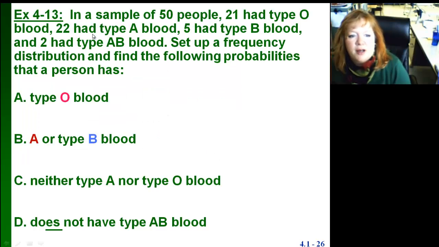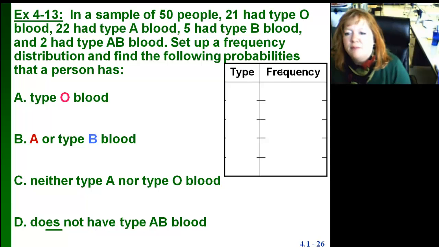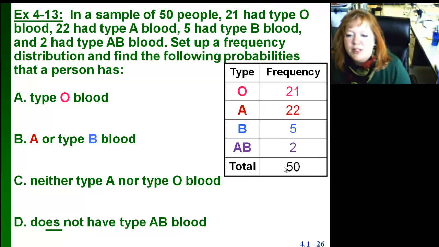Let's move on. Sample of 50 people, 21 had type O, 22 had type A, 5 had type B, 2 had type AB. Set up a frequency distribution. That's a fancy word for a table to show the following probabilities. So we're going to have blood type and frequency. Blood type: O, A, B, AB, and the total for the last line, and frequency. We put our numbers in there, and then we can do all our probabilities that we need to.